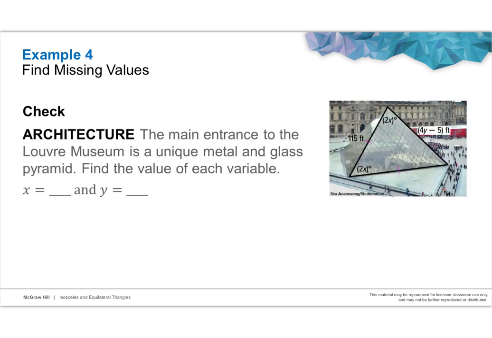And finally, for our check on example 4 at the bottom of page 328, in our architecture example, make sure you're paying attention to the tick marks that we see and where they are. The tick marks show our angles of 2x being duplicated in all of those places. So we have 2x plus 2x plus 2x is equal to 180 degrees, or 6x equals 180, or x equals 30 degrees.